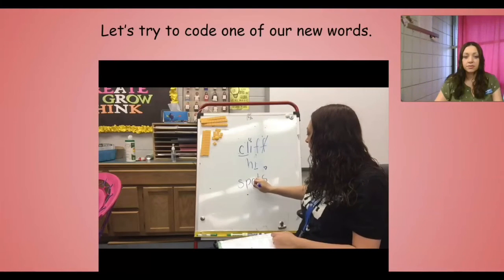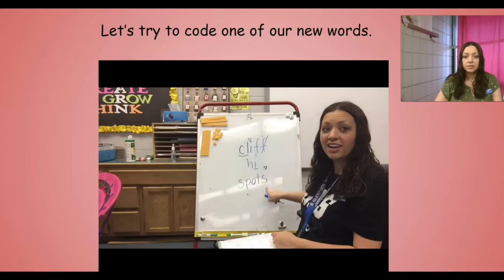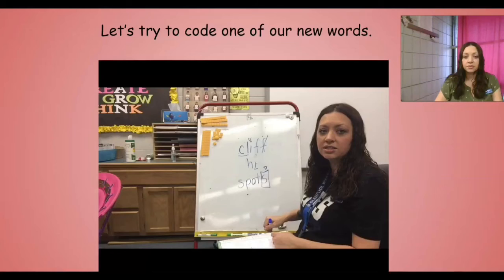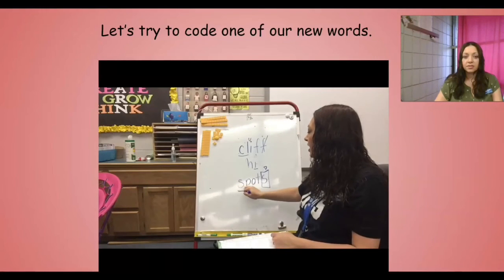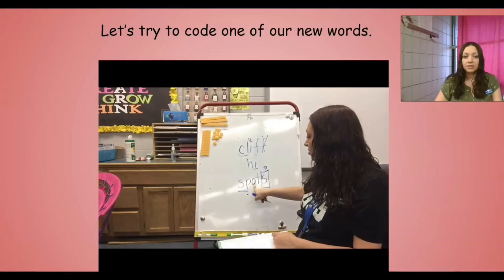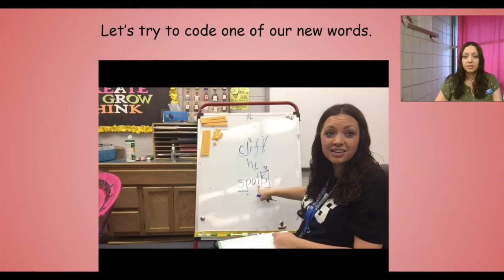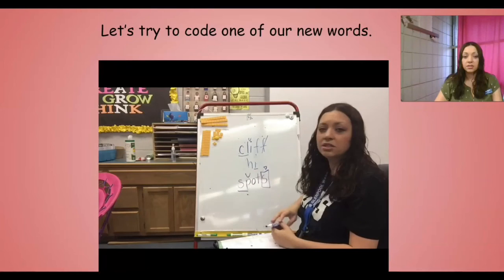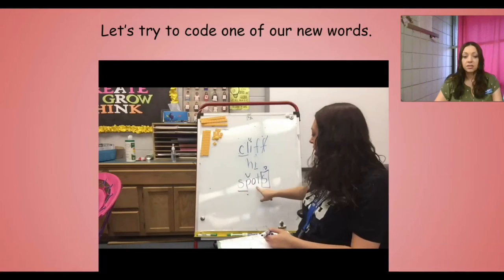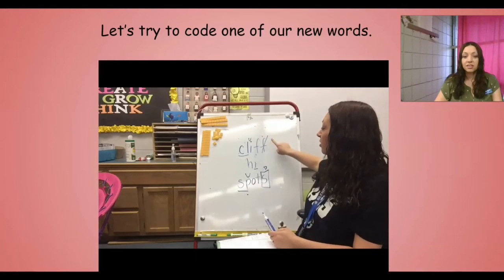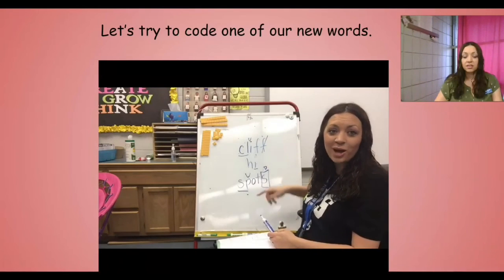S-P-O-T-S. That O kind of got a little messed up. It's got that S at the end, so I need to box it off. Then what else do you notice? I see the SP together, so I know I can blend that together. And where's my vowel? My vowel's right in the middle, and it's got a T behind it. Is T a vowel or a consonant? It's a consonant, so it's going to be closed, so we know it's going to be short. So we have spots. Spots, very good. So the words we have so far are cliff, high, and spots.